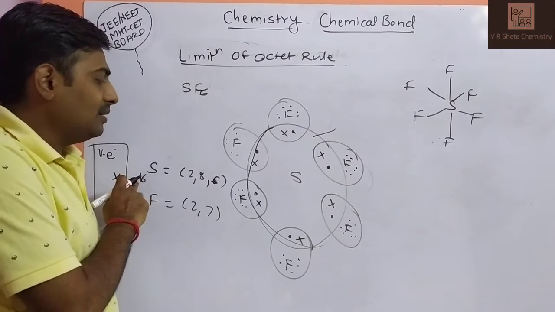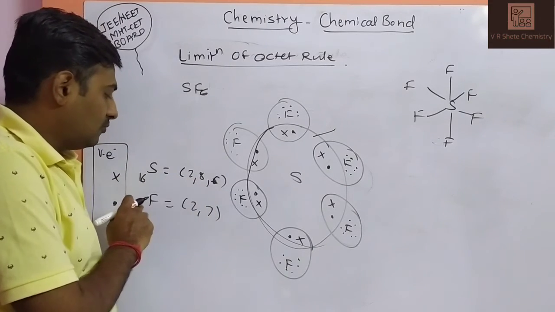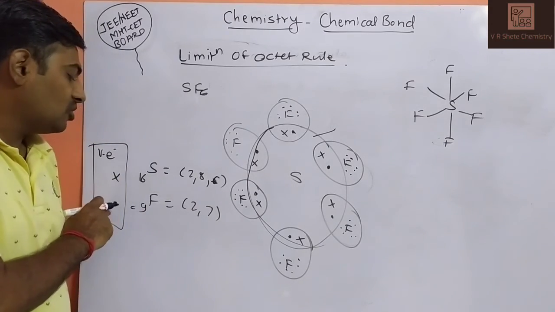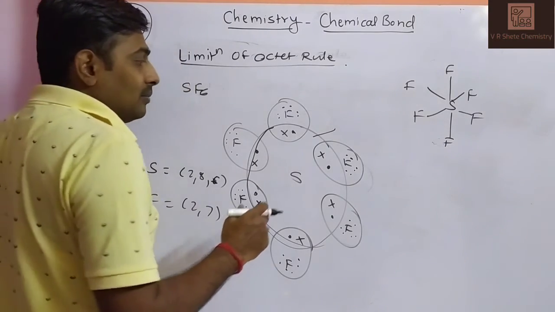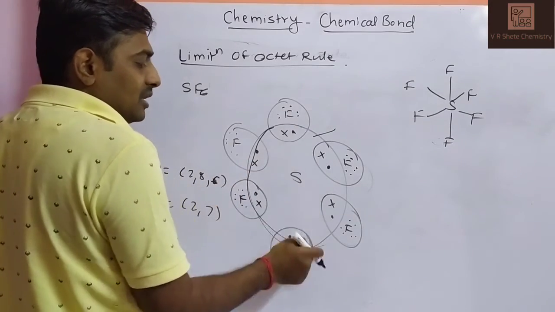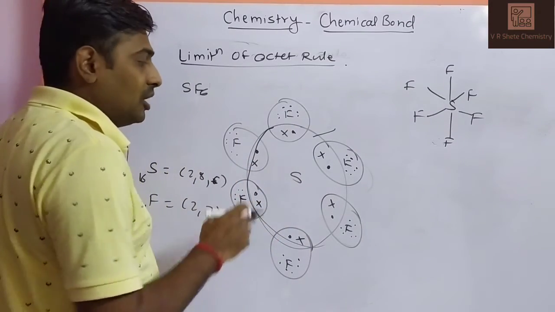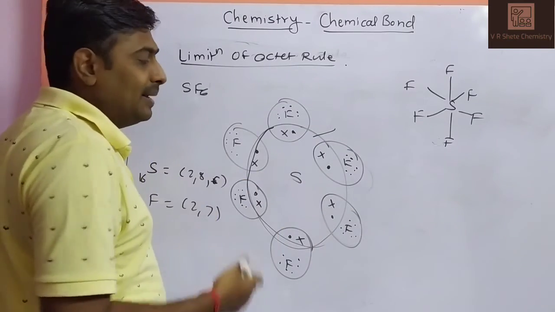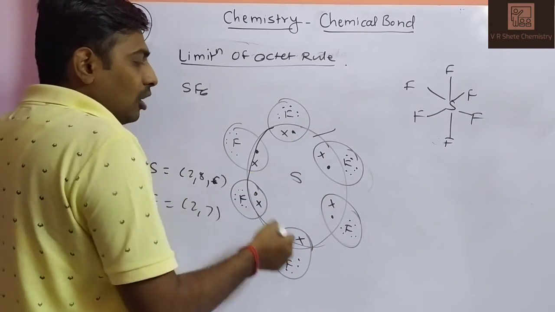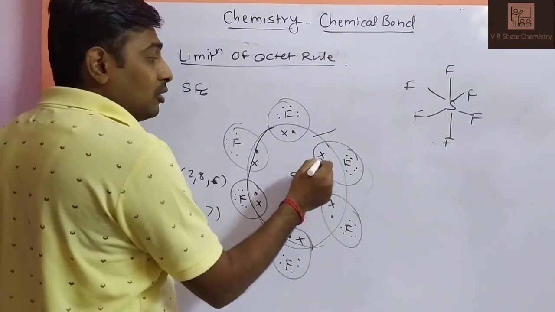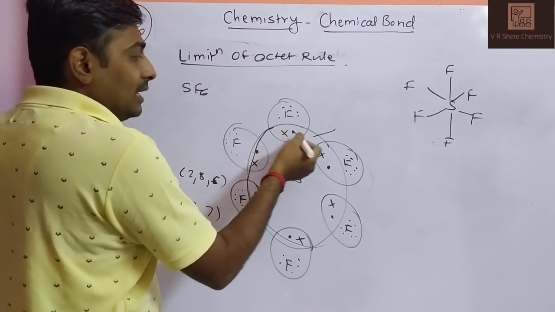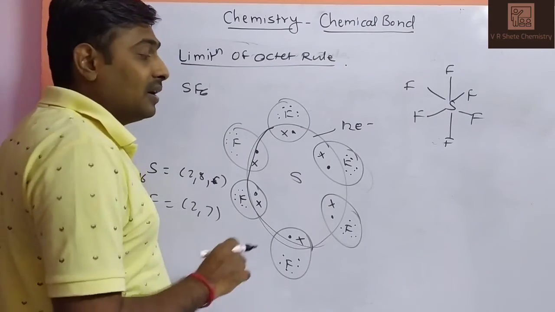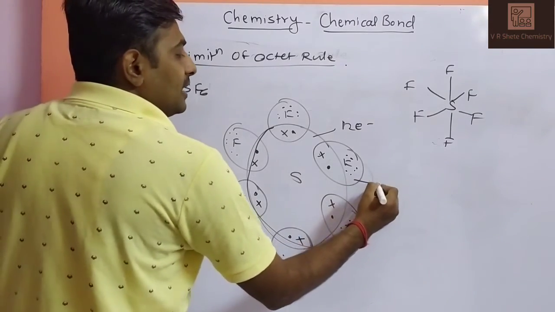Sulfur has atomic number 16, so 6 valence electrons. Fluorine has atomic number 9, with 7 valence electrons. So cross is the valence electron for sulfur and dot is for the fluorine atom. Single bond, single bond, single bond, single bond, single bond, single bond. It means sulfur shares 1 electron and fluorine also shares 1 electron. All have the same environment, so the same diagram is there. If you observe the orbital of sulfur, it contains 12 electrons, 1 to 12. 12 valence electrons are present in the orbital of sulfur in the molecular state. But fluorine contains 8 electrons.